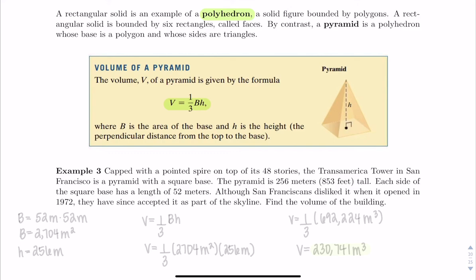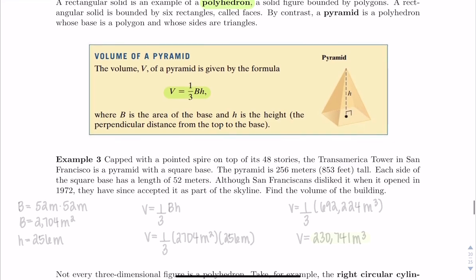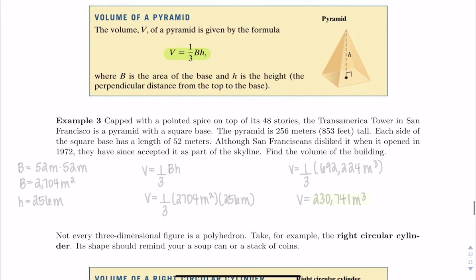So this is like a 2-step problem. You need to find the area of the base of your pyramid and then multiply it by the height and divide by 3, or multiply by 1/3.